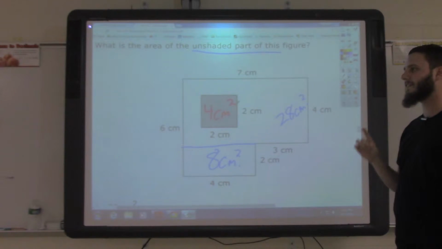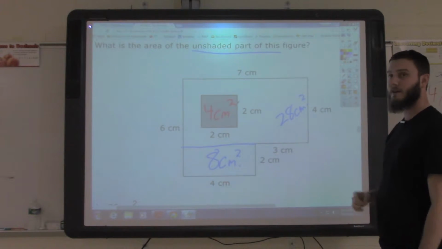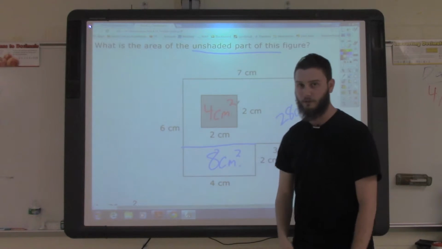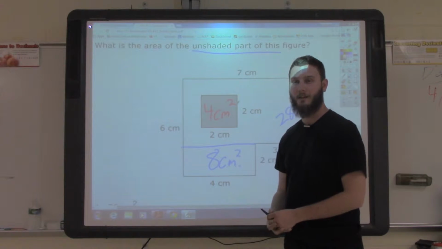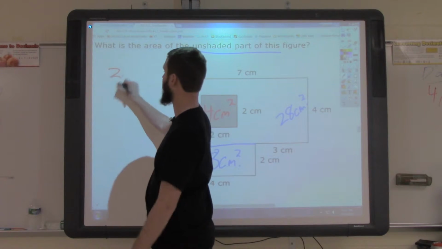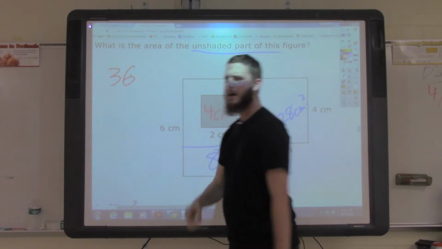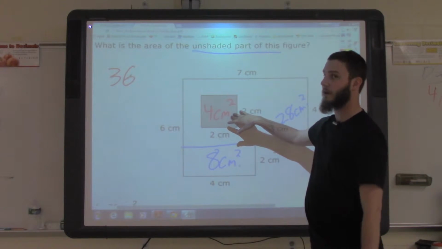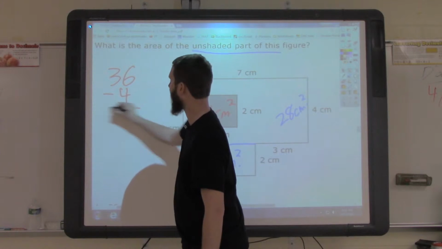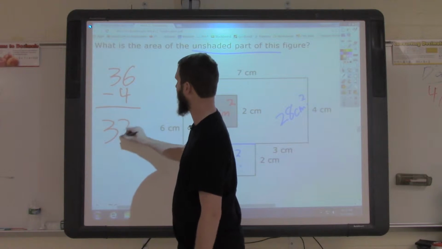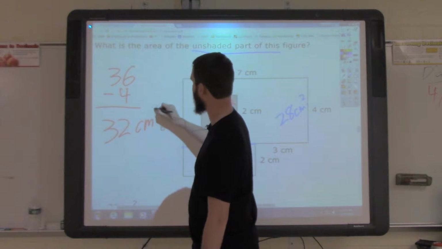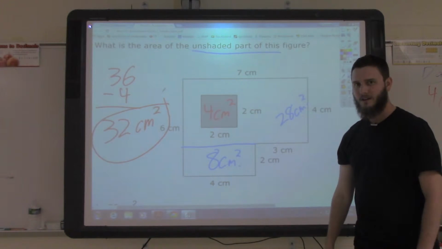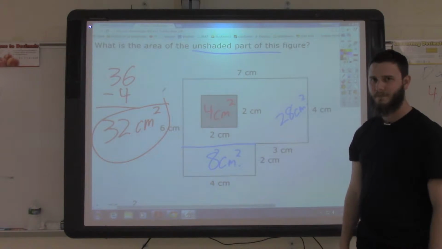Finally, you're going to add the total area of everything, which would be 28 centimeters plus 8 centimeters. That's going to give me an answer of 36 centimeters. 36 minus the shaded part, because we don't want the shaded part. So we're going to subtract 4 centimeters, giving us a final answer of 32 centimeters squared. Final answer. Everybody okay on this problem?